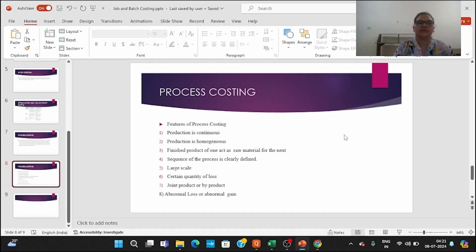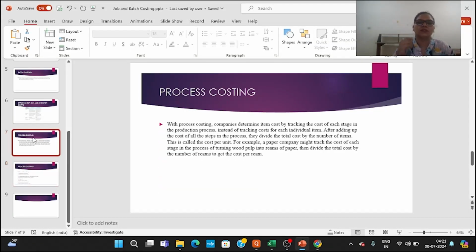What is process costing? With process costing, companies determine item cost by tracking the cost of each stage in the production process instead of tracking cost for each individual item. After adding up the cost of all the steps in the process, they divide the total cost by the number of items. This is called the cost per unit.